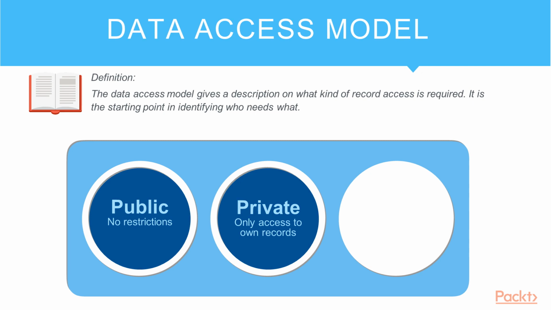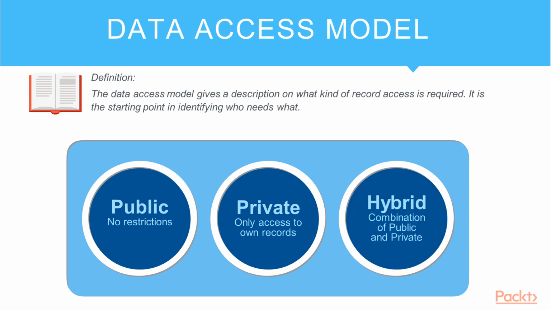Finally, you have the hybrid model. That's a combination. In my experience, most businesses use that combination, because for each object, you have to set if it's public or private. So most businesses use a combination of the two, whereby, for example, accounts are public, but things like opportunities are private.